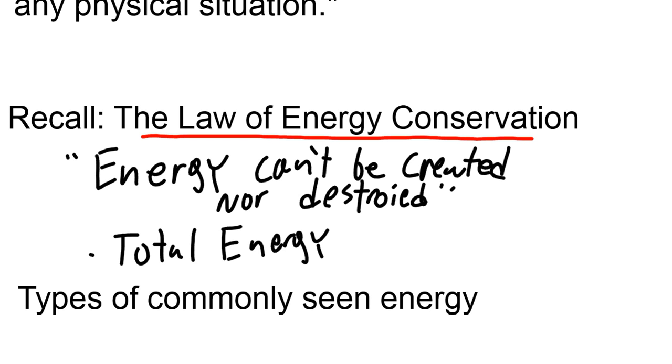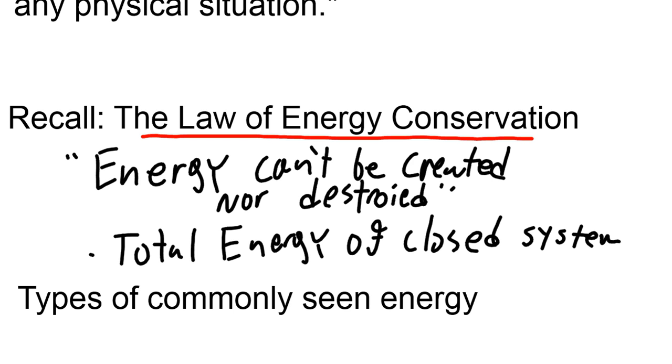Now, why do we say a closed system? Because depending on how I specify my system, we could lose energy. For example, if energy is lost to heat, we would say energy is lost. So we're going to really specify that closed system is constant.